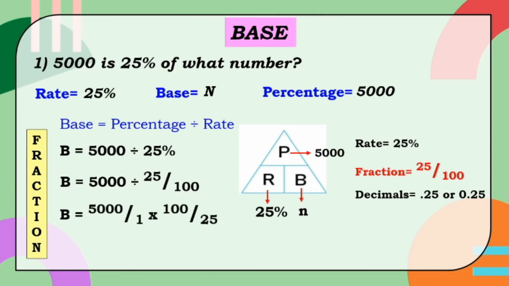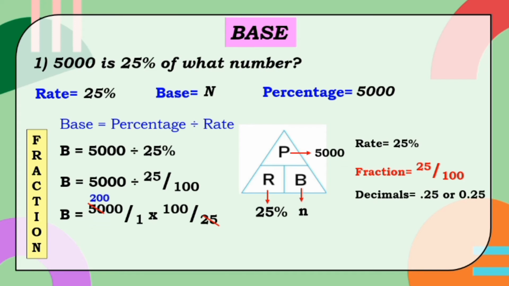B equals 5,000 over 1. Nilagyan natin ng 1 as denominator. The reciprocal of 25 over 100 is 100 over 25. Then, change the division sign to multiplication sign. Cancel. The GCF of 5,000 and 25 is 25.